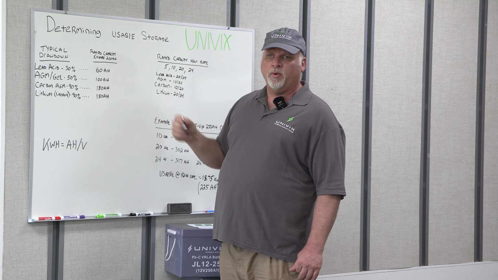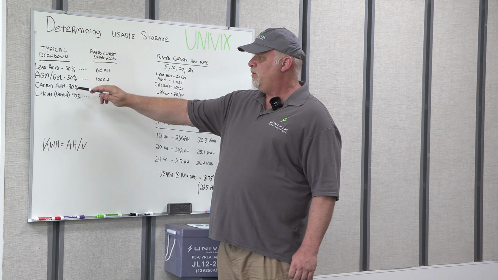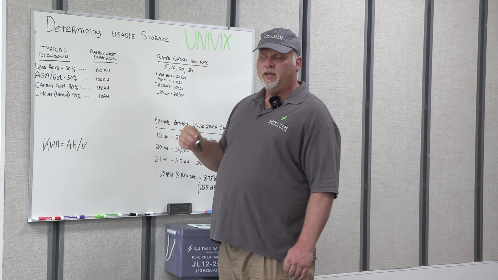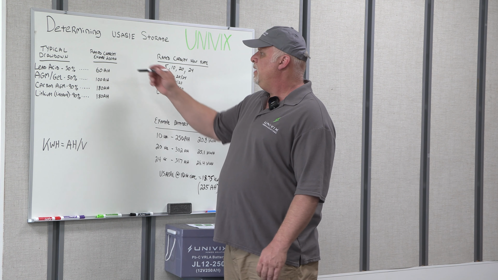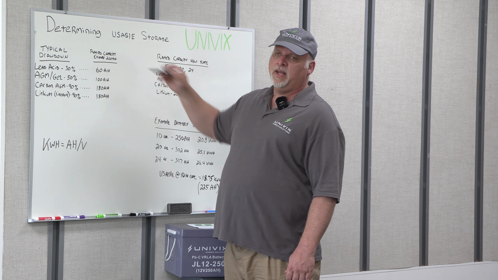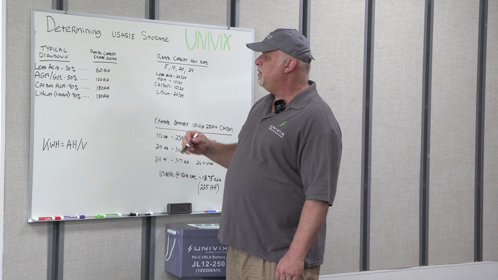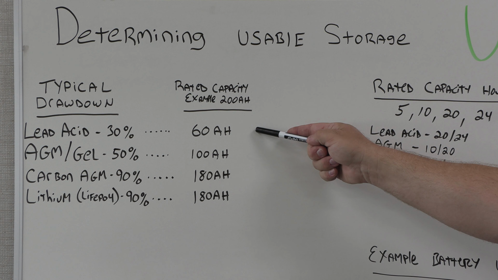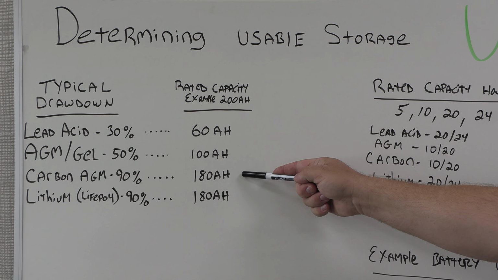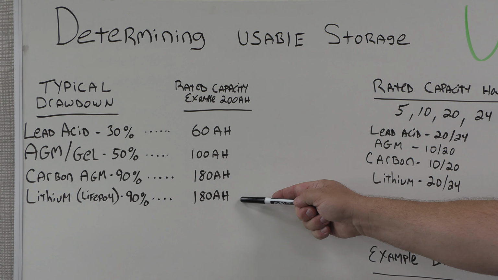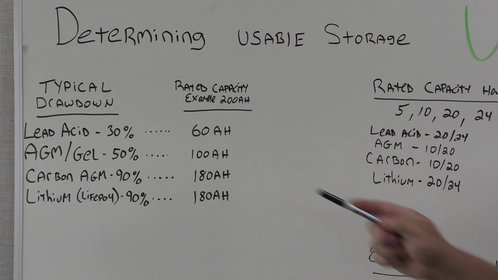And this is incredibly important when you're trying to determine which type of battery you want to buy. You need to look at how many different batteries you would have to buy to make the same storage. We're going to use a capacity example of 200 ampere hours just to make the math simple. So that puts our lead acid battery at 30% capacity of only 60 ampere hours. That puts our AGM and gel battery at 100 ampere hours, our carbon AGM at 180 ampere hours, and our lithium LiFePO4 at 180 ampere hours.